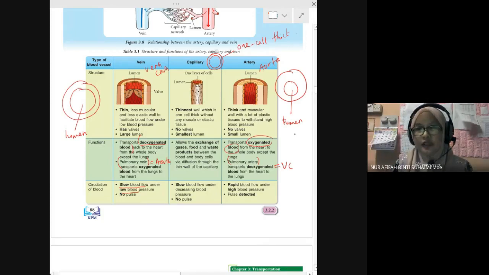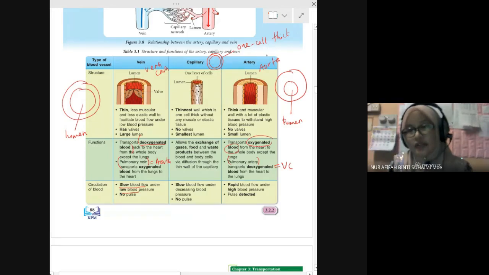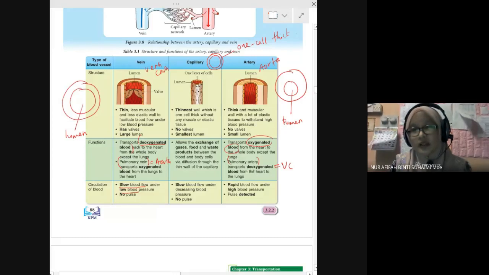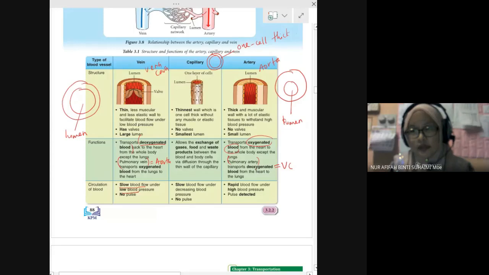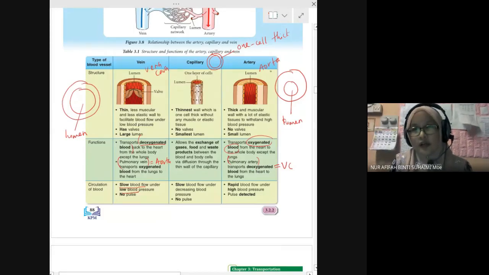Okay, for artery, the main function is to transport oxygenated blood, blood that contains more oxygen, from the heart to the whole body, except the pulmonary artery. Vena cava and aorta are the main function for vein and artery. And then the rest: the pulmonary vein brings oxygenated blood. The pulmonary artery brings deoxygenated blood. Even though it is an artery, it brings deoxygenated blood.